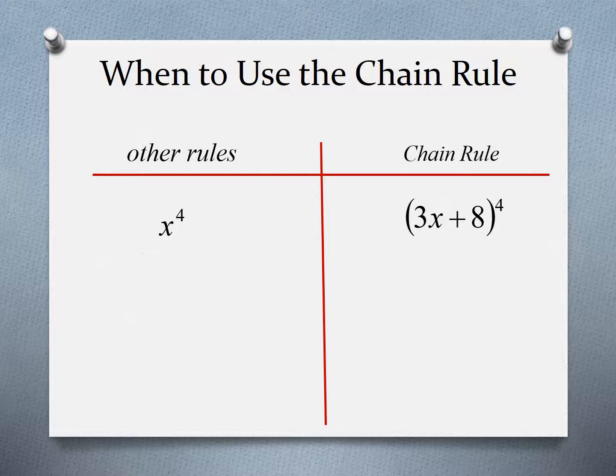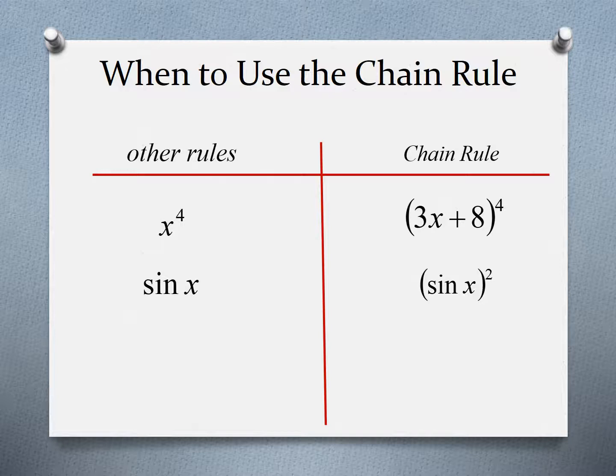But the chain rule is used when that x is a quantity. And so here's an example. We have the quantity 3x plus 8. And so instead of just an x being raised to the fourth power, that quantity is being raised to the fourth power. So that's what we mean by a composite. So we'll use the chain rule in this example.